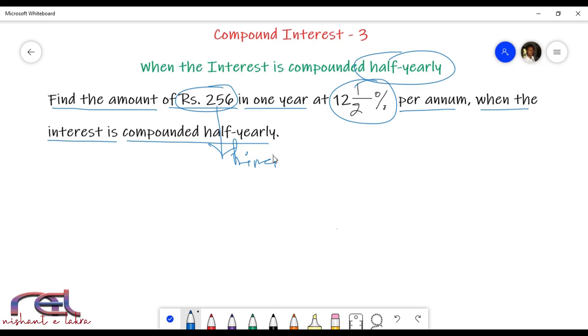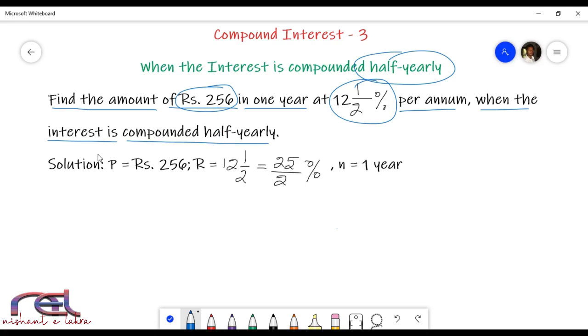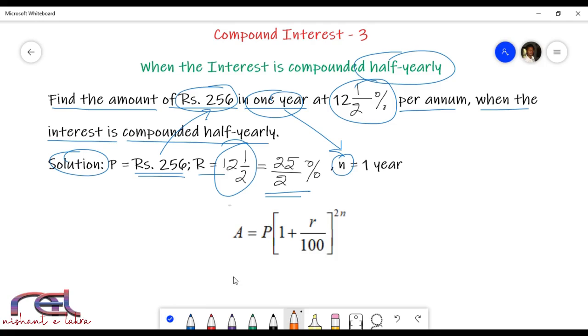Here rupees 256 is the principal. We have to find the amount. The first thing we have to do when we solve it is mention what all is given in the question. You remember that we are using the formula of amount to find compound interest. Principal is 256, rate is 12.5, which we get as 25 by 2%, and time is 1 year.